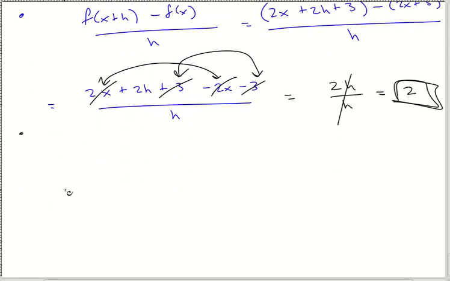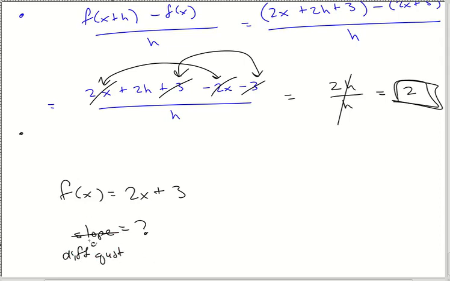Here's my original question again. I got 2x plus 3, and they say, what's the slope? That's what they're asking. They don't say slope, they say difference quotient. But it's the slope. What's the slope? It's a 2. mx plus b. This is not hard. Not hard at all. But that's why you're doing it.